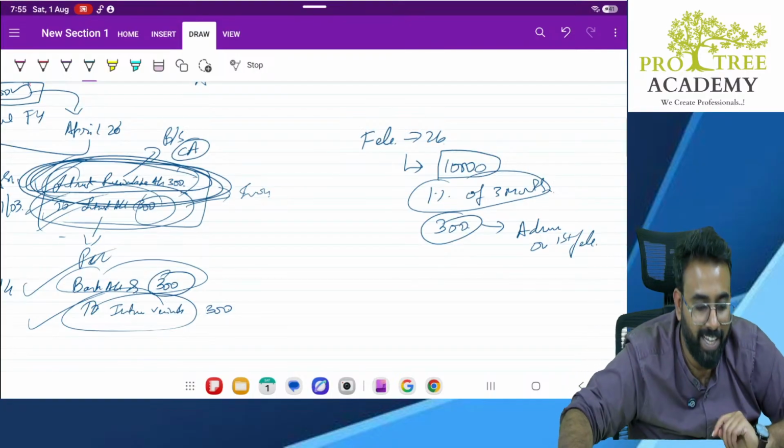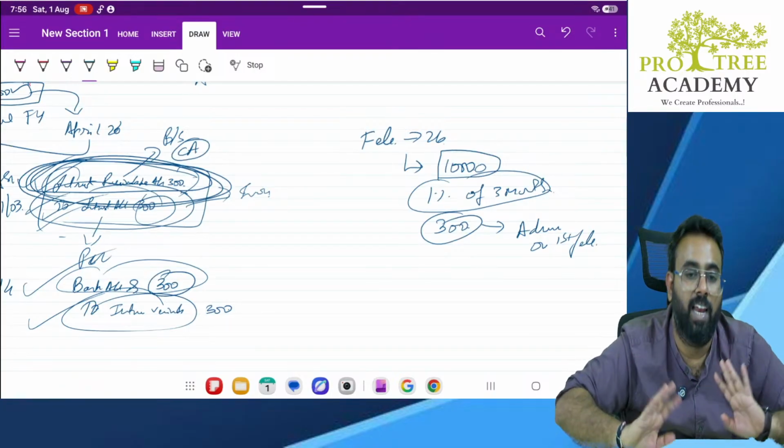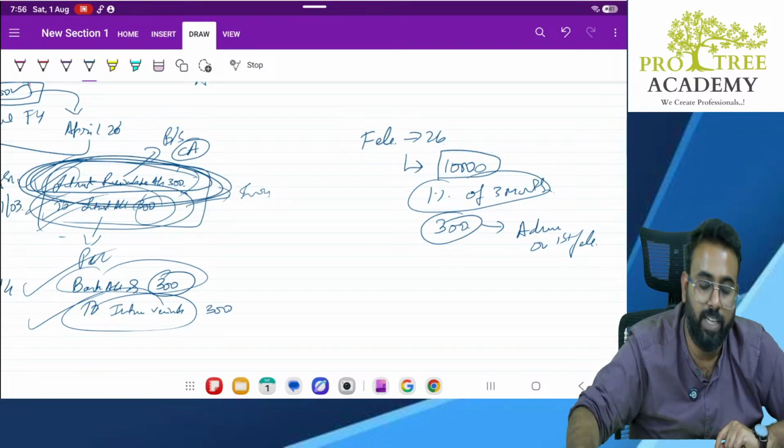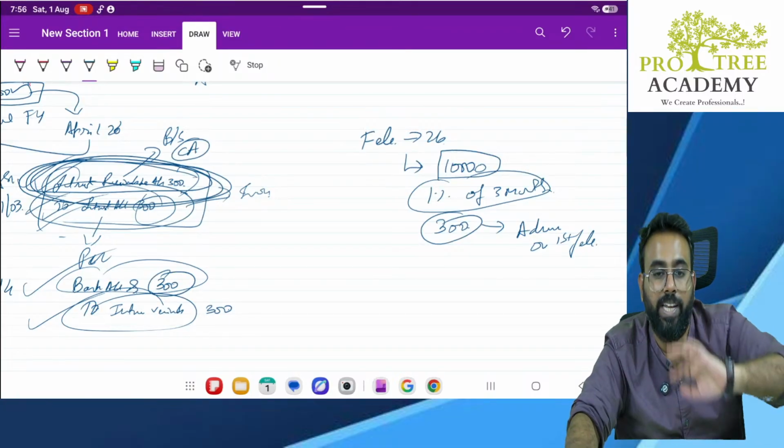The moment you give the 10,000, it gets locked for 3 months, but income is paid immediately.